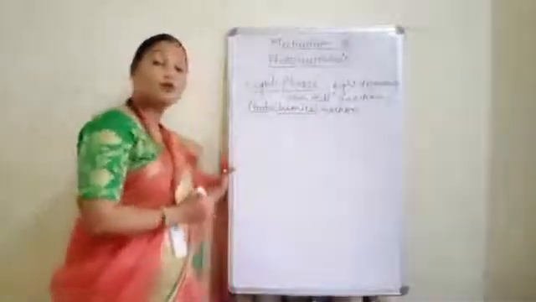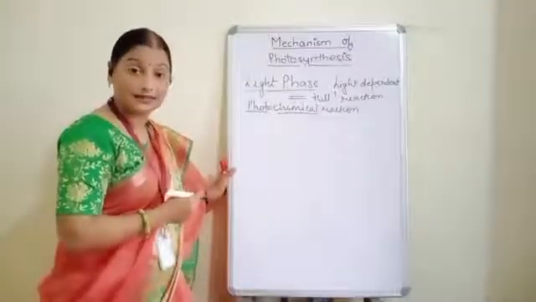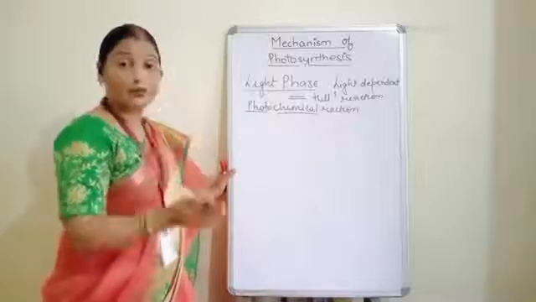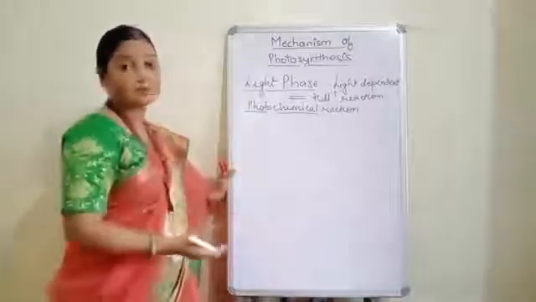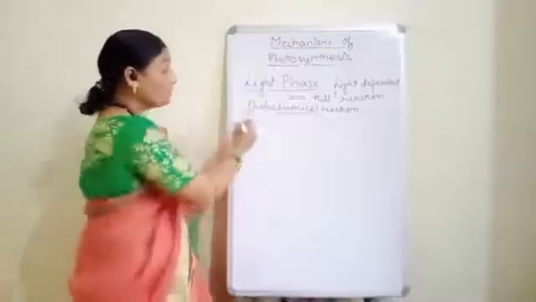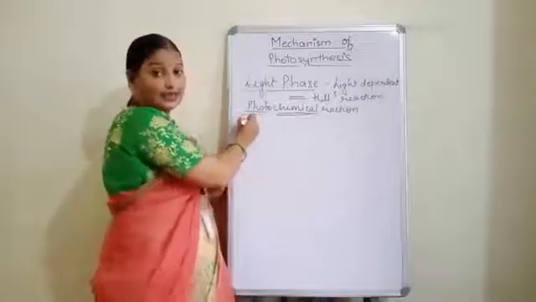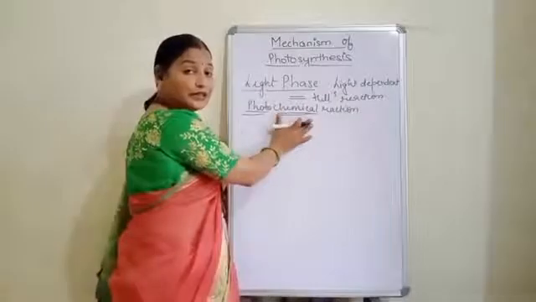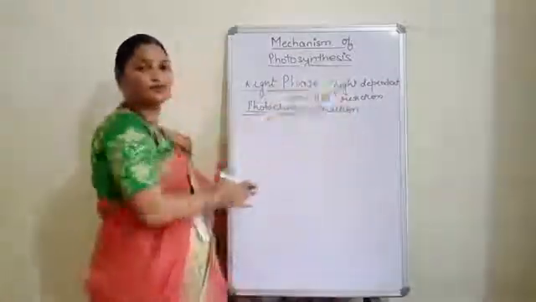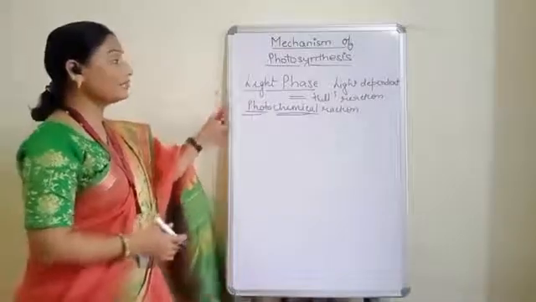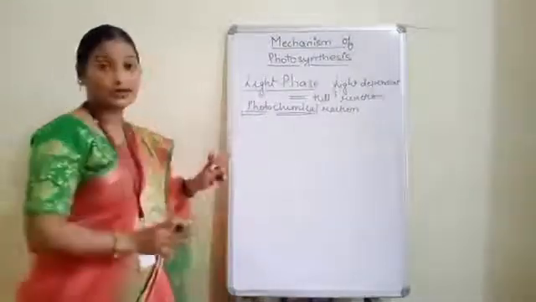Now, the meaning of photochemical. The plants capture the sunlight and then convert it into chemical energy, and finally that helps in the process of photosynthesis. So, photochemical means capturing the sunlight, converting it into chemical energy, and then utilizing it in the process of photosynthesis. That's why this light phase has also got its names: light reaction, light phase, photochemical reaction.